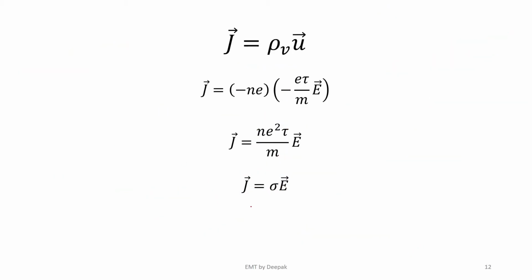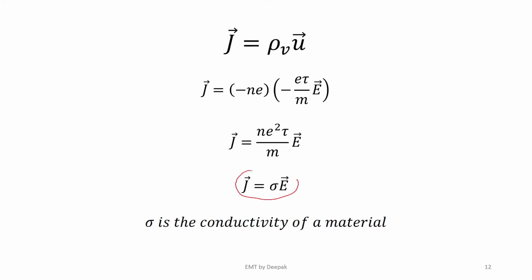Now in this expression, J bar equals sigma E. Sigma is called the conductivity of the material. J bar equals sigma E is Ohm's law, which can be applied universally. From this, I will tell you in subsequent slides how this has reduced to something which is quite familiar.